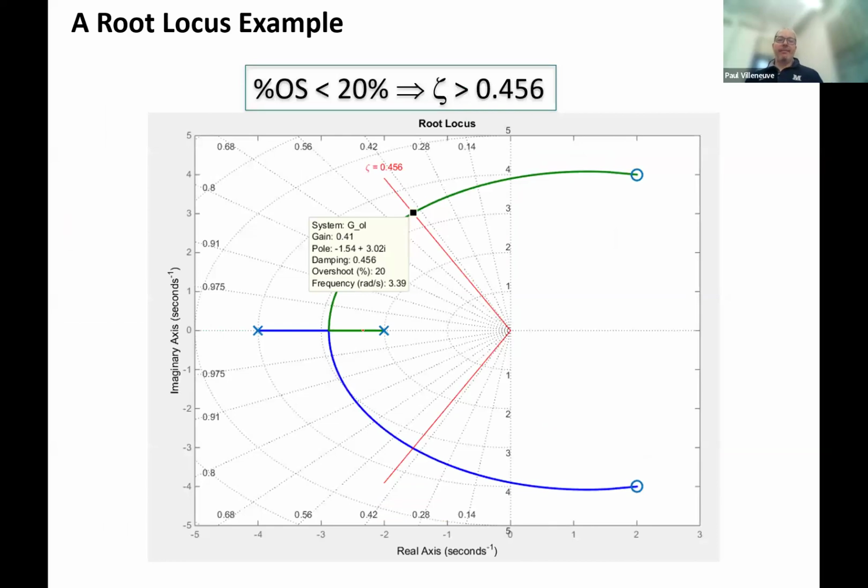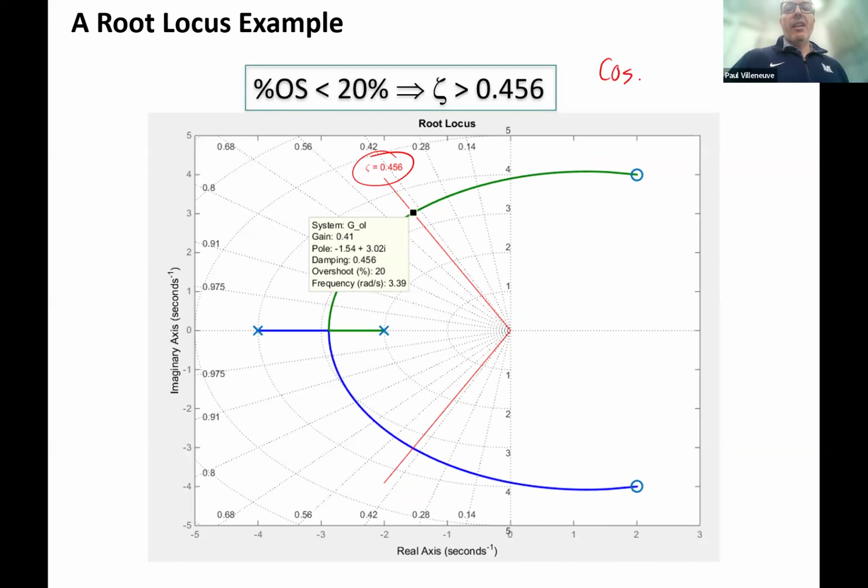Here's what MATLAB would do. And here you can see that for my zeta, right? I want a zeta of 0.456. So I didn't calculate the damping coefficient. Remember, that's just calculating M sub P. So we need zeta to be greater than 0.456.